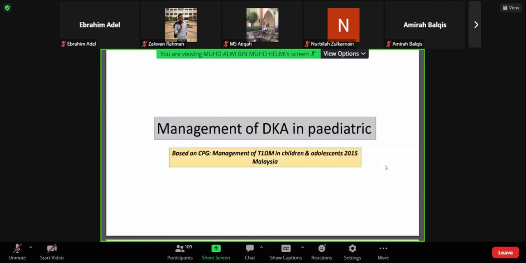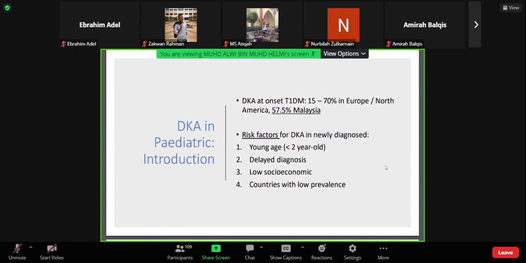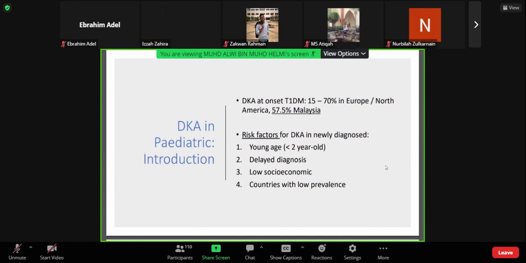Okay, so management of DKA in pediatrics. This is based on the guideline. Okay, so the onset of type 1 DM, usually DKA presents at onset. In Malaysia, about 60% of children presented initially with DKA. So what are the risk factors? Okay, young age, less than 2 years old, delayed diagnosis, low socioeconomic status, and countries with low prevalence.